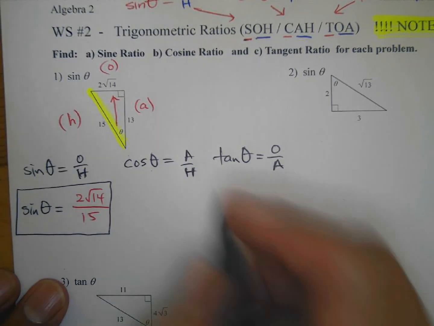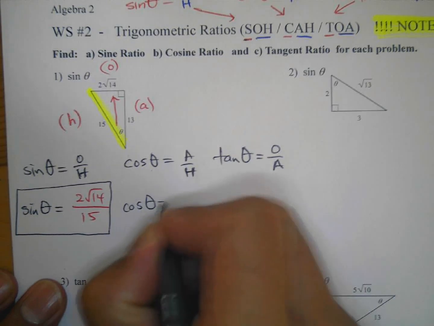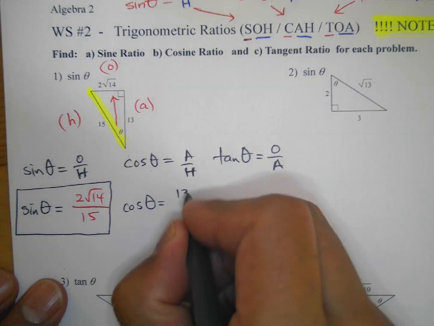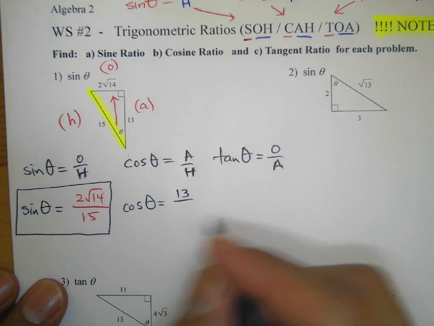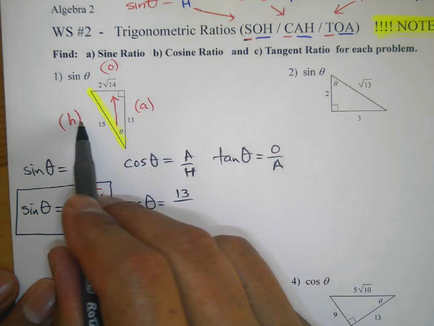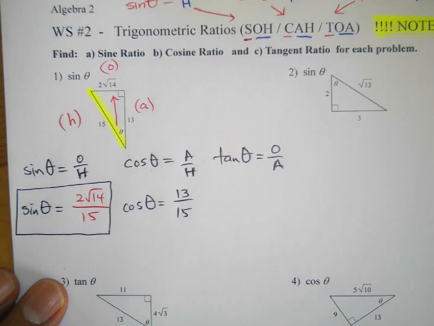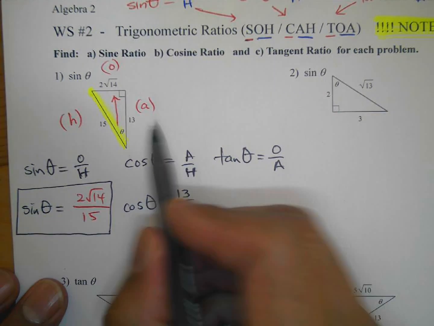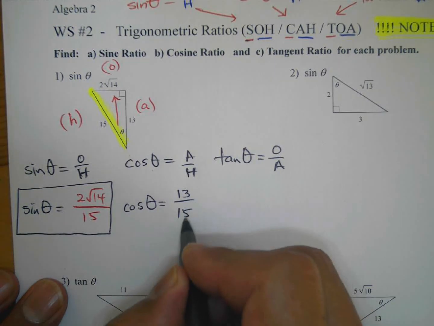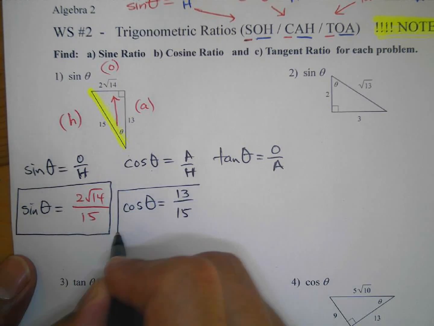Cosine, you see we're going to have a problem. Cosine, you're going to get A, which is 13 over H. Oh, no, actually, we're not. A over H, 13 over 15. Oh, no problem. 13 over 15, nothing to reduce. We don't have a square root in the denominator. You're good.